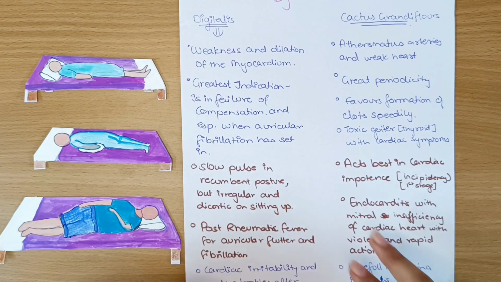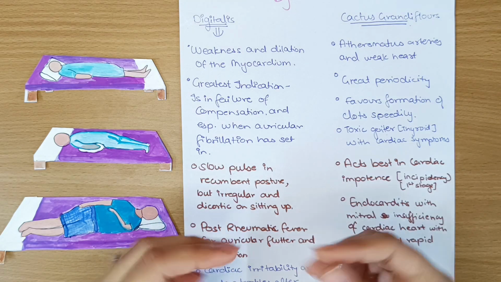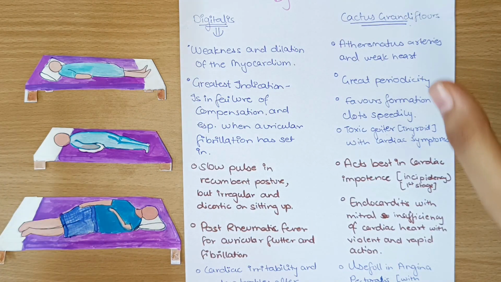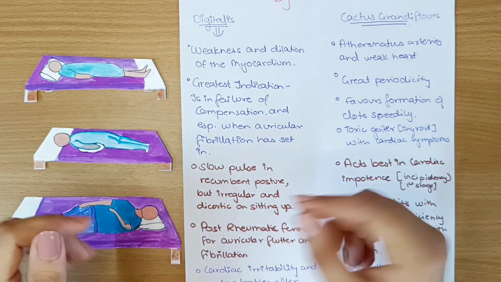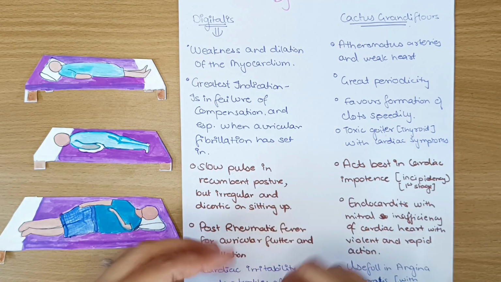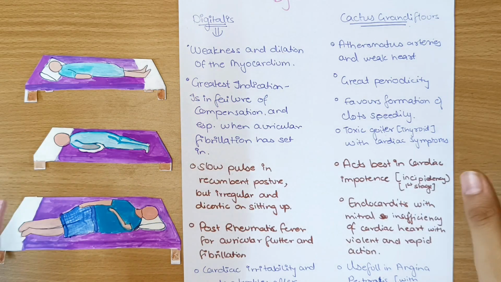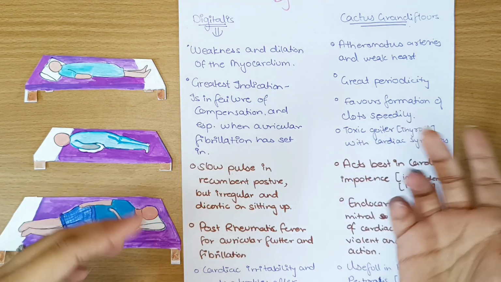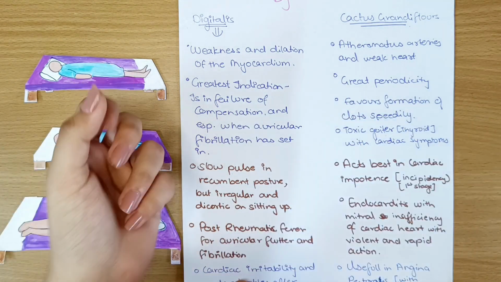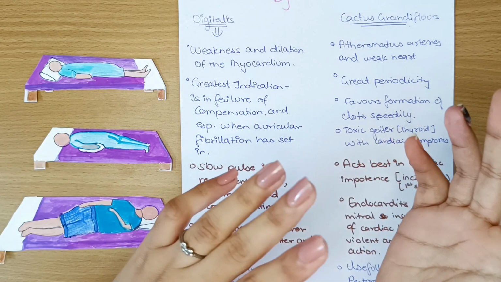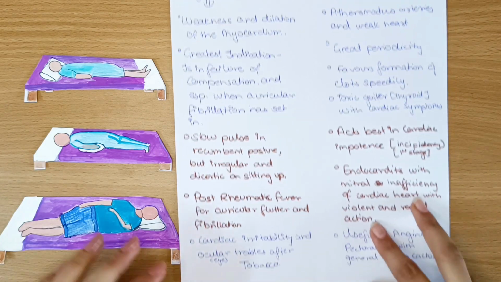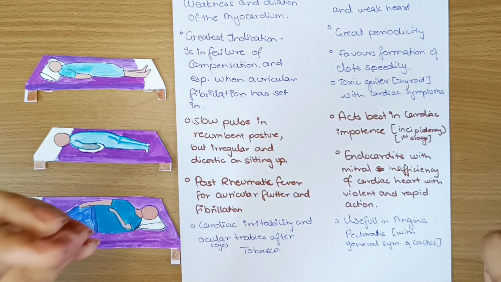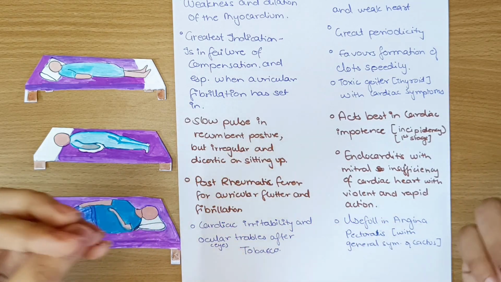Another thing is whenever a patient comes to you and you check the pulse, when he is lying down, in a recumbent position, the pulse will be slow. Recumbent position is either he is sleeping on his back or on the stomach or sideways, whatever it is, the pulse will be slow. But once he sits up, you see that the pulse becomes dicrotic. Another thing is that there is post-rheumatic fever auricular flutter and fibrillation.